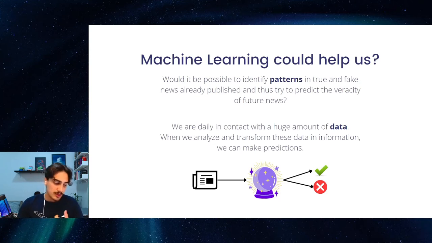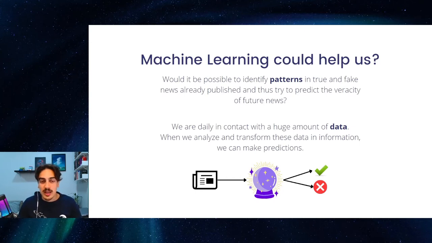So today we are in contact with a huge amount of data. Tweets, news, texts, images, videos. When we analyze and transform this data into information, we can make predictions. This is the very interesting part about machine learning. And this type of technology can help fact-checking agencies, which are very, very important nowadays, quickly identify news with a high probability of being false. Thus, we can leave the efforts of those agents to more challenging news that need more serious work to be investigated.